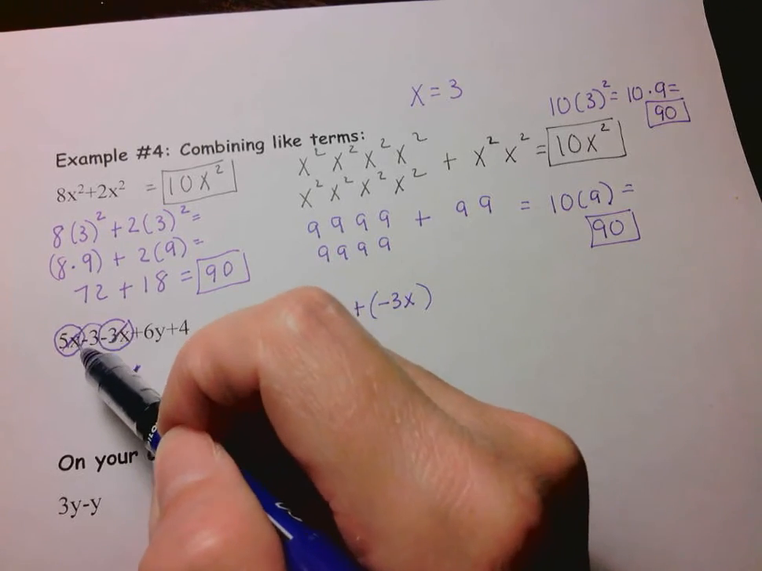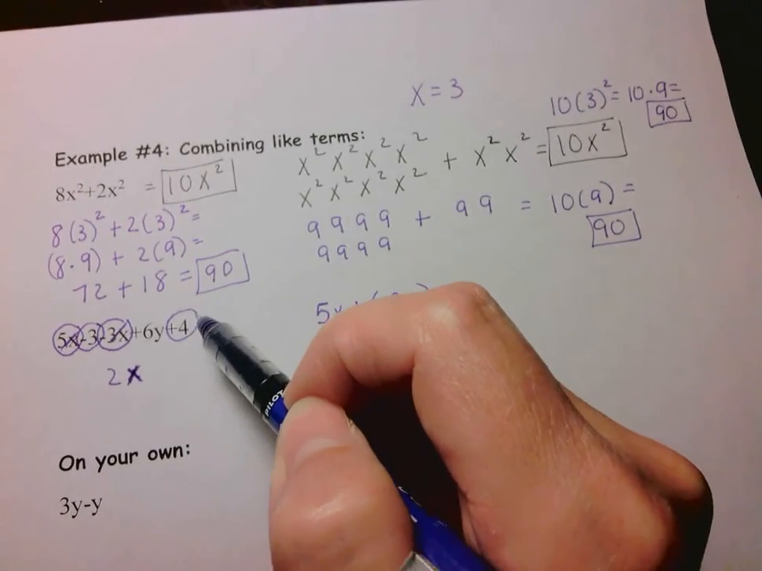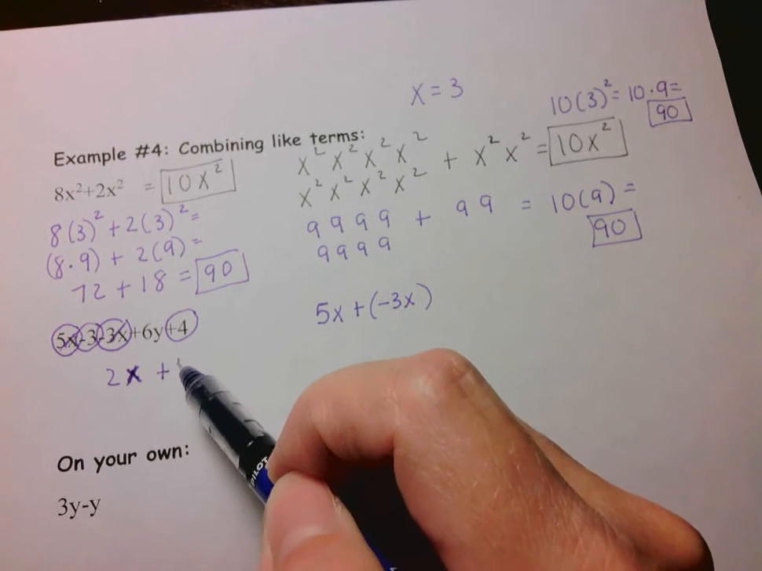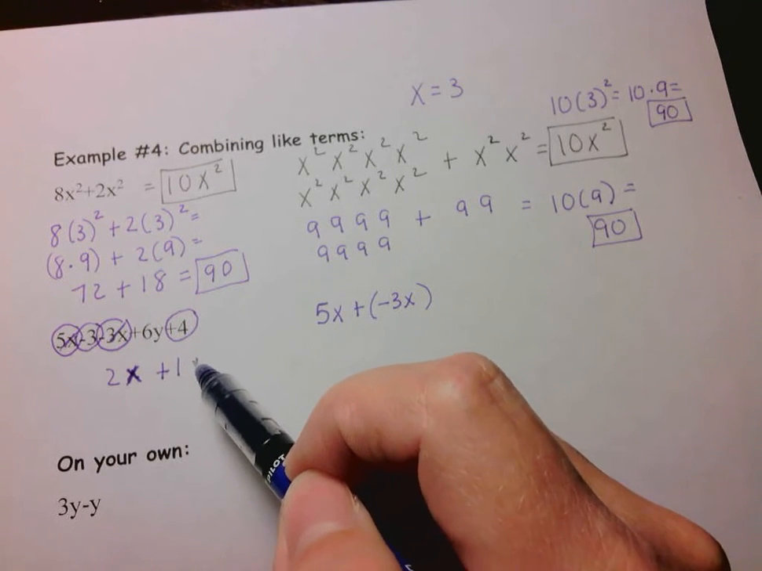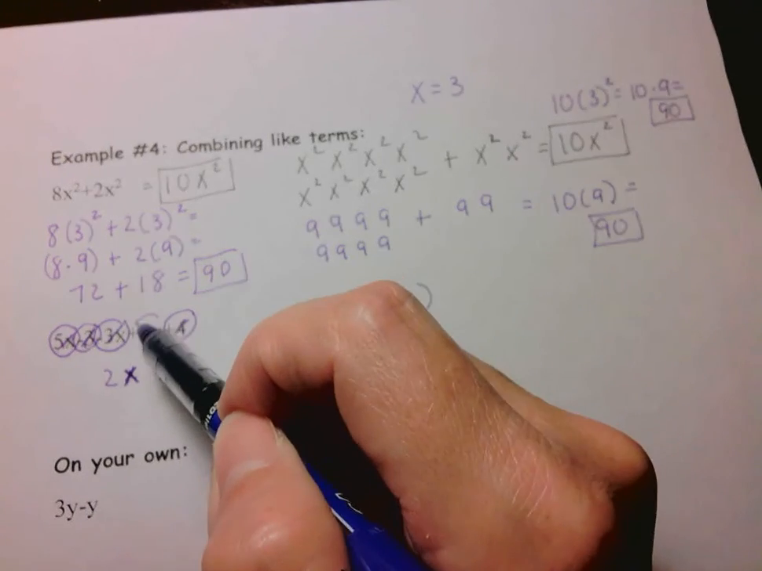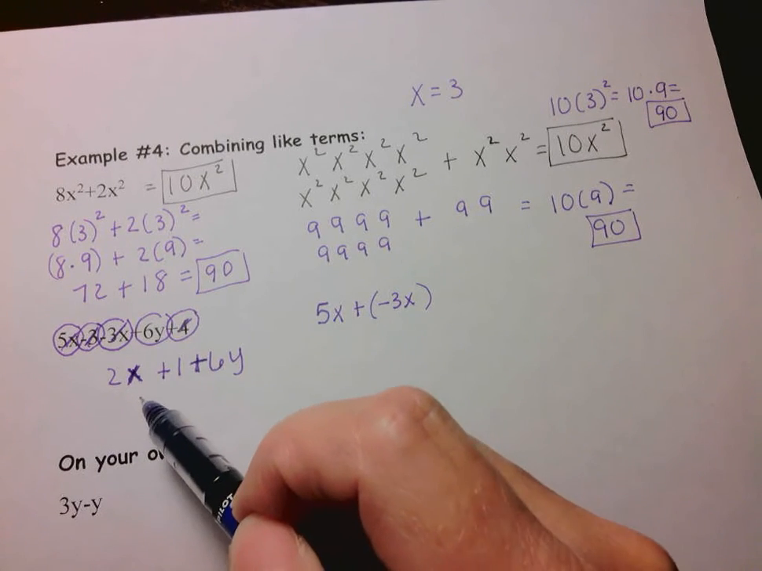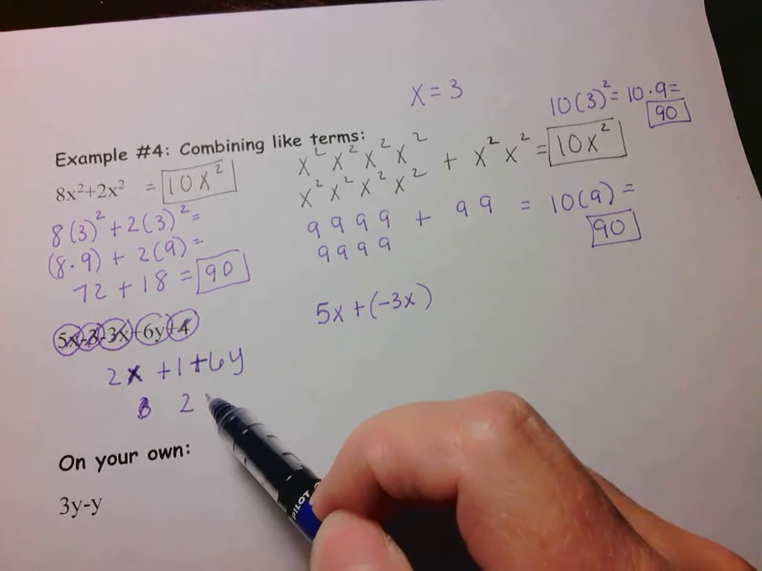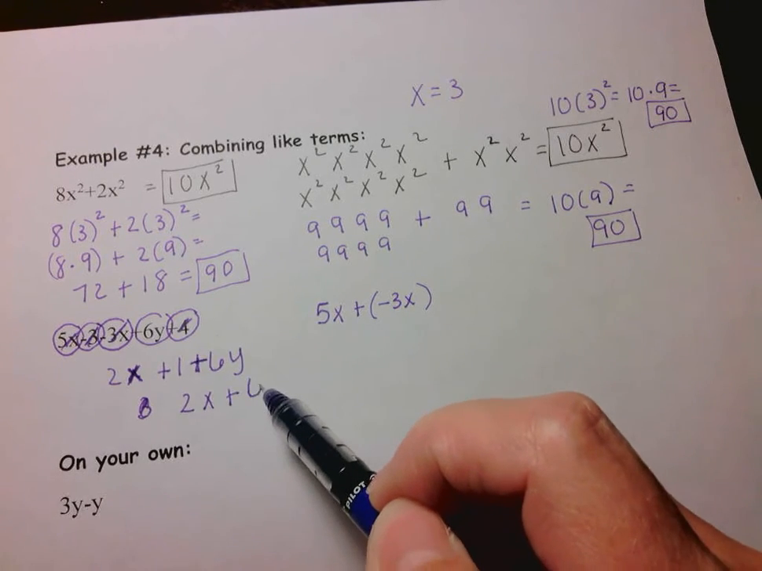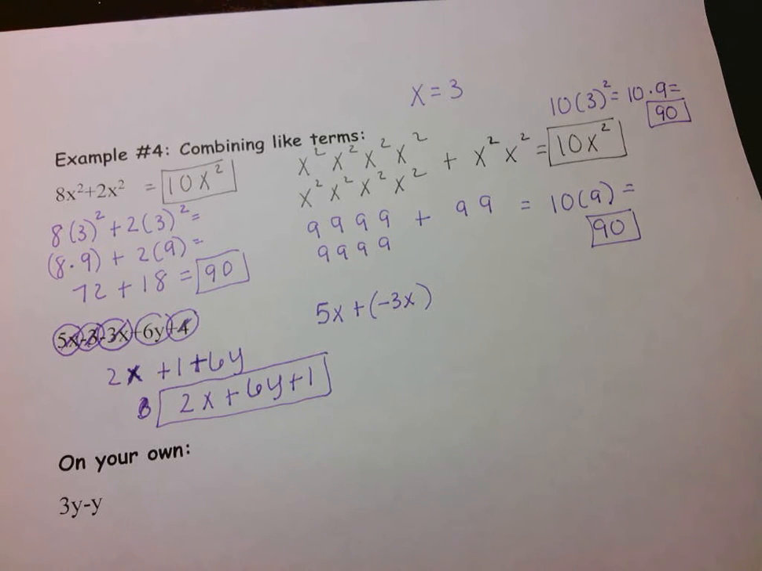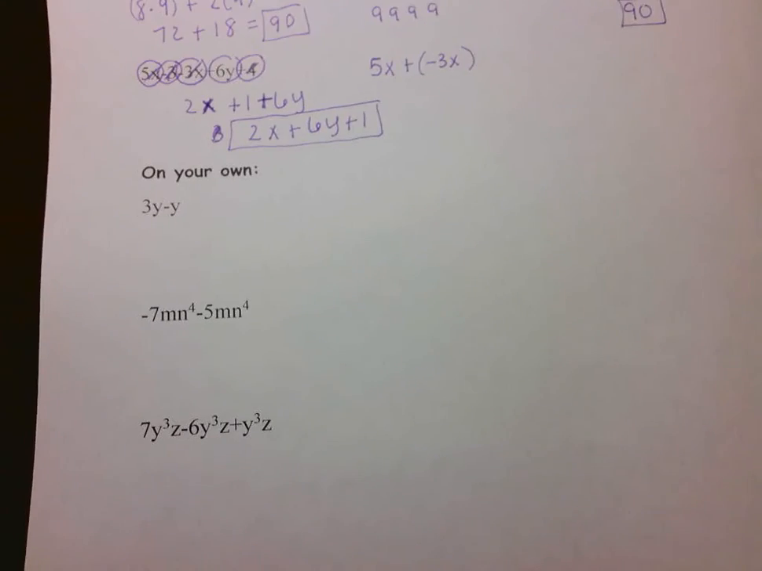Now I have a negative 3 and I can combine that with a positive 4. What happens when I take a negative 3 and combine it with positive 4? I have 1. And then I'll cross that off so I don't lose my place, and finally I have a 6y, which I can't combine with anything. Poor guy. Appropriate form is to put it in ABC order with your constant last, although don't worry so much about that right now. Okay, so go ahead and work out the on your owns.